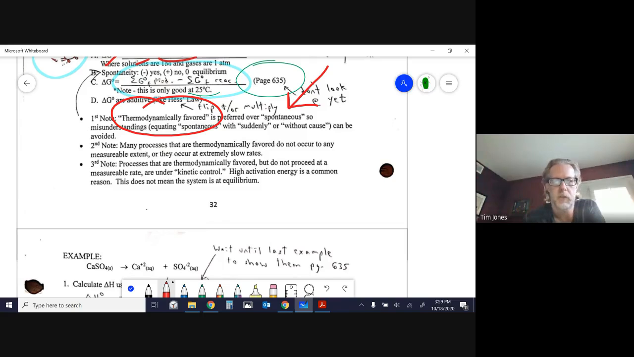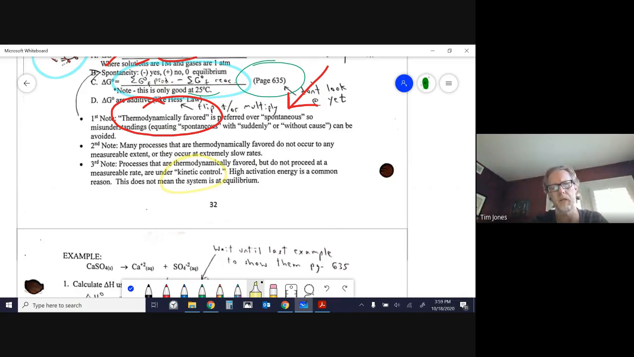The second note says that many things that are favored may not occur to some huge extent. So like right here, it might reach equilibrium really quickly, so you really don't get a lot of products, or it may go really slow. So be careful. A negative delta G just means it will occur, doesn't mean it's going to be a very beneficial reaction. And the third note, if they do not proceed at a significant rate, they're under what's called kinetic control.